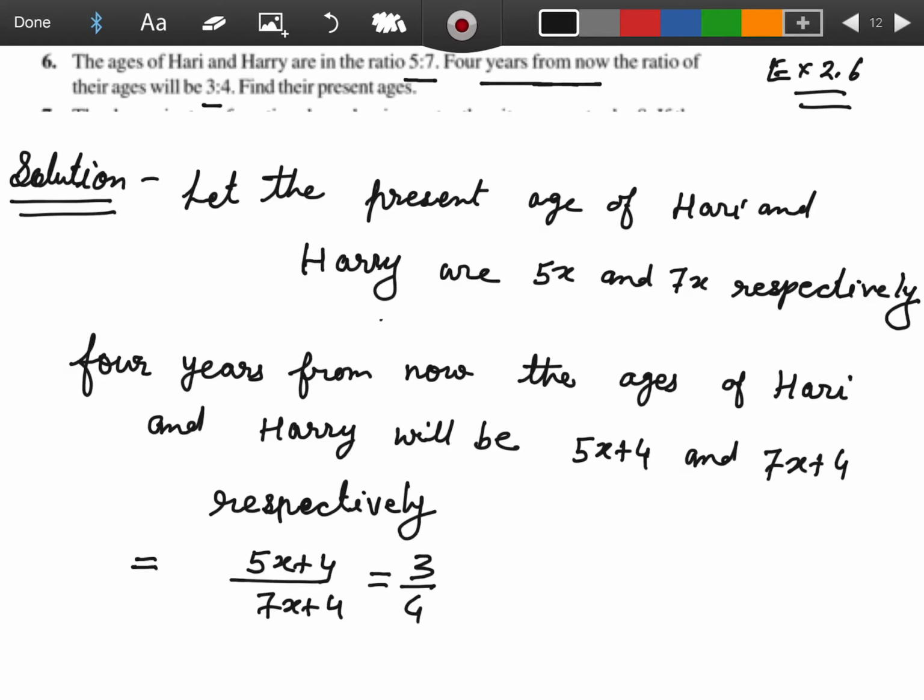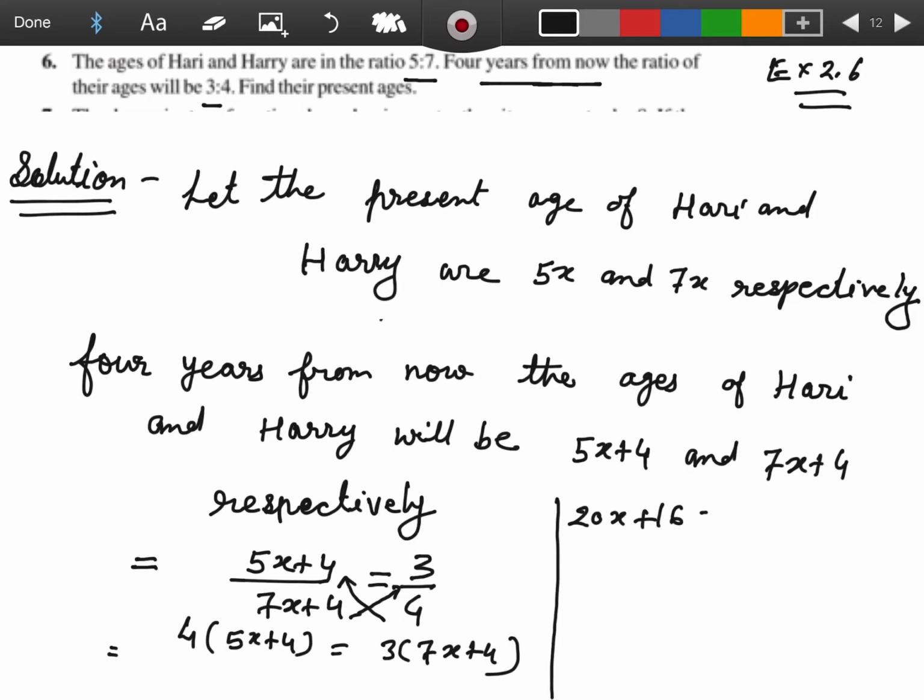This is our equation which we have to solve to find the value of x. Again we have to do the cross multiplication. You will never forget it. 5x plus 4 is equal to 3 into 7x plus 4. Cross multiplication, I think all children know, so we do it. Now we'll open the bracket. 4 5s are 20x plus 16 is equal to 3 7s are 21x plus 12.